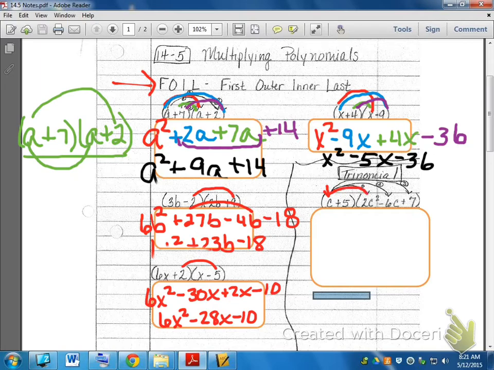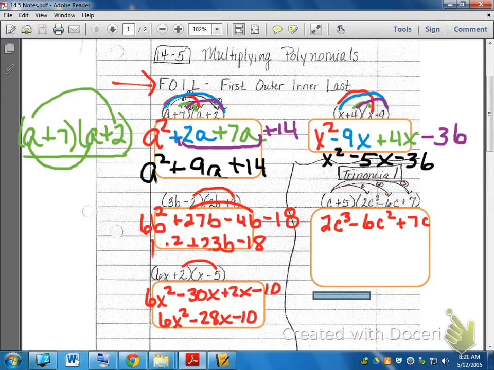So C times 2C squared. Well, the C has a 1 in front of it, so it's not going to change any of the coefficients. But the C will increase because they're multiplying a C in it. So it's 2C to the third. What about when I take C times negative 6C? Negative 6C to the second. And now I'm taking C times 7 plus 7C.